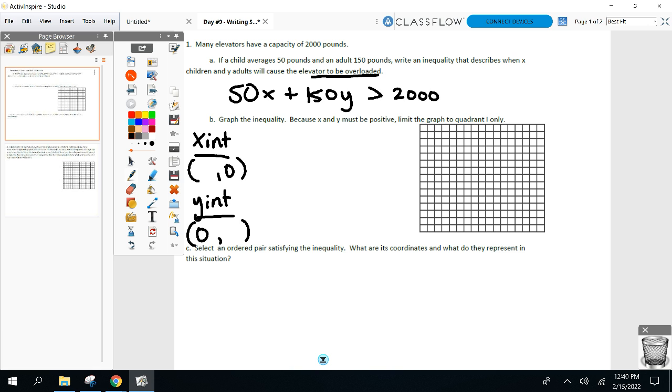Please do not graph it, though. Please, please do not graph it. I just want you to find the intercept. Something, 0, 0, something.